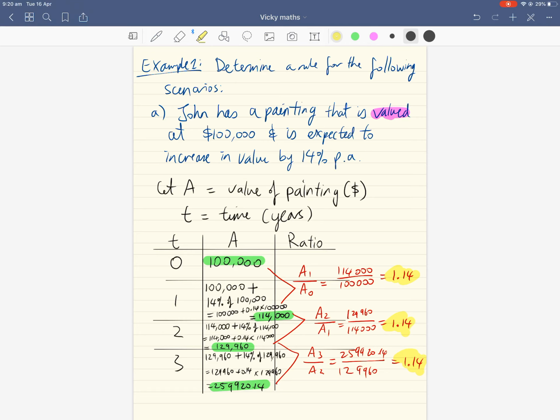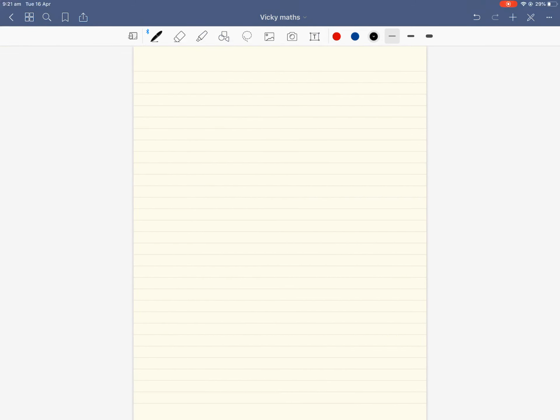So all this table calculation work is just to help us establish that it is a constant ratio, and hence we can use an exponential model as a result of this constant ratio observation. So we can say that the ratio appears to be constant of 1.14. Therefore, we can use an exponential model.